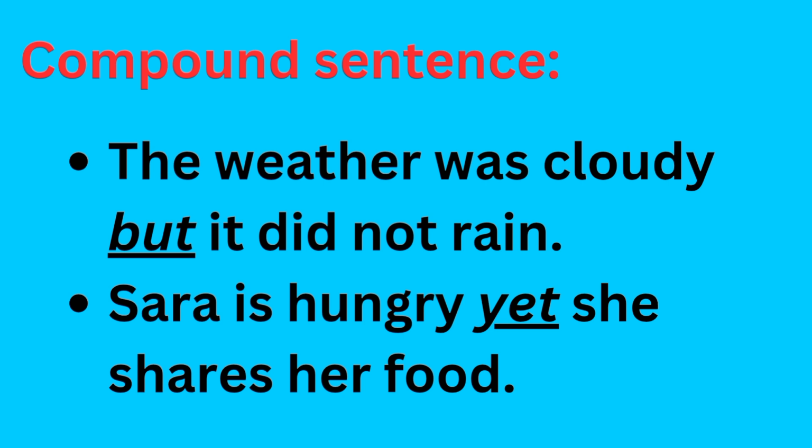You can see in this sentence, the weather was cloudy is an independent clause and it did not rain is also an independent clause, and but, that is a coordinating conjunction, is used. Next example, Sarah is hungry, yet she shares her food. In this sentence, Sarah is hungry is an independent clause and she shares her food is independent, and yet, a coordinating conjunction, is used.